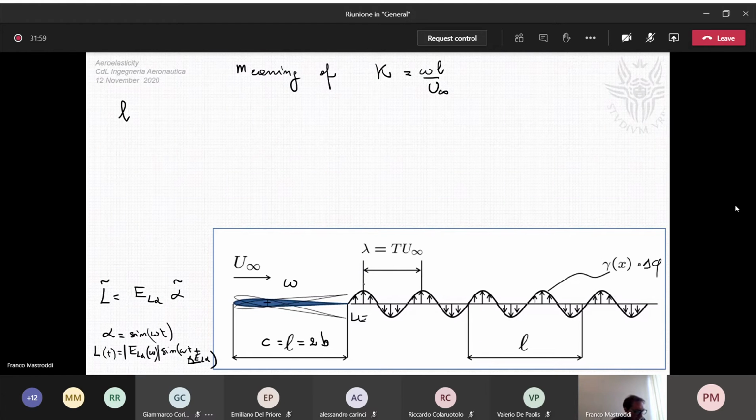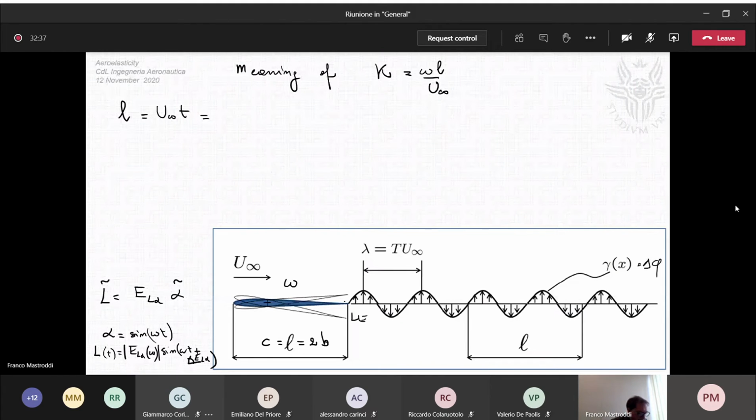So you have this length, and you have a time spent to cover the space L, and this time is T. So you have L equal to U infinite by T. Remember that the wake discontinuity is moving with the relative velocity U infinite. And what about this T? This T is the time necessary to cover this space L by the wake shedding mechanism.